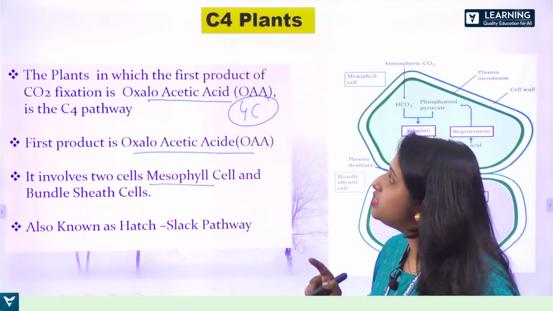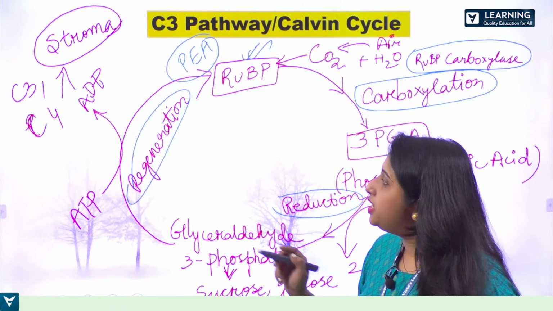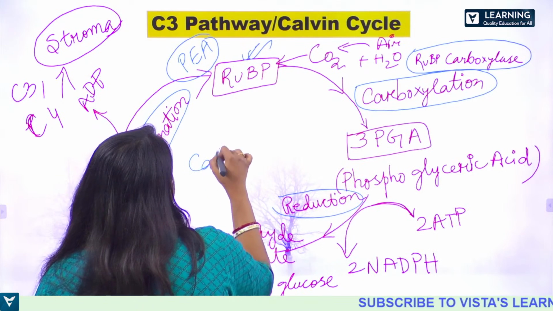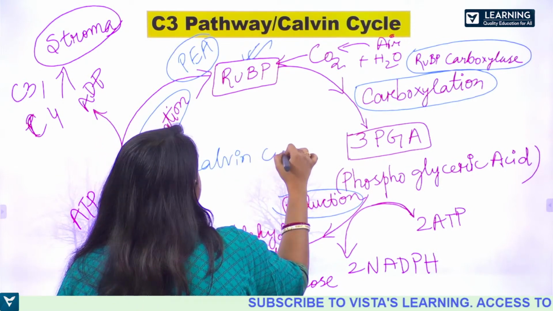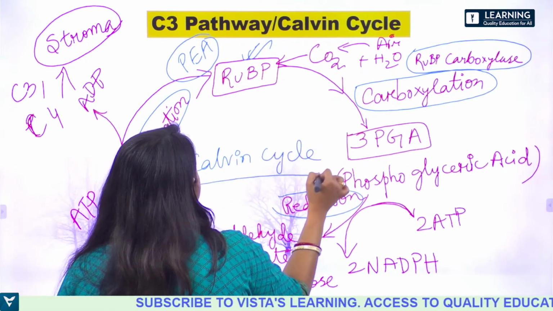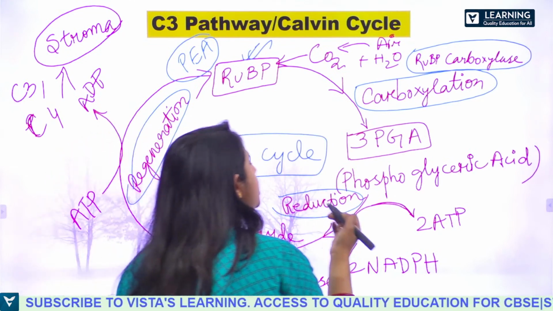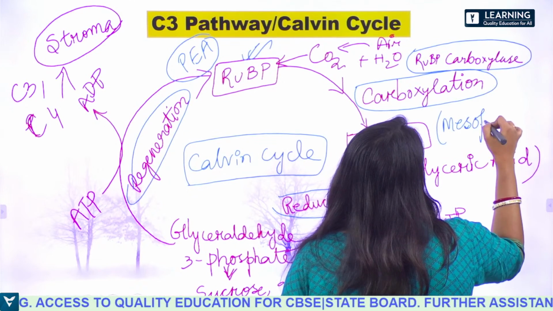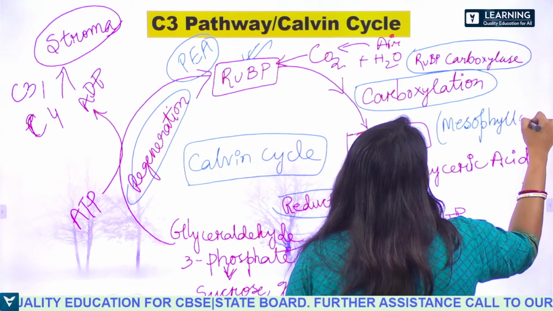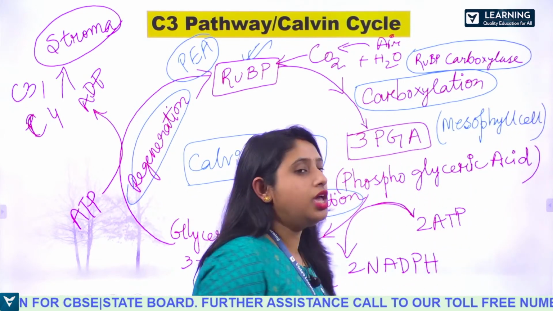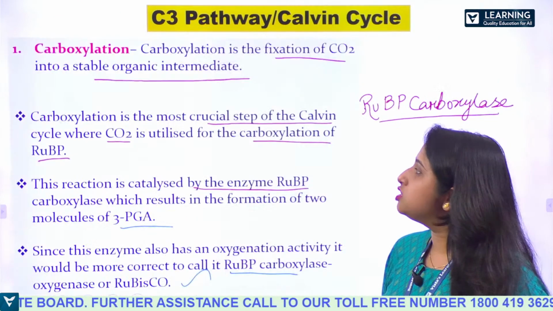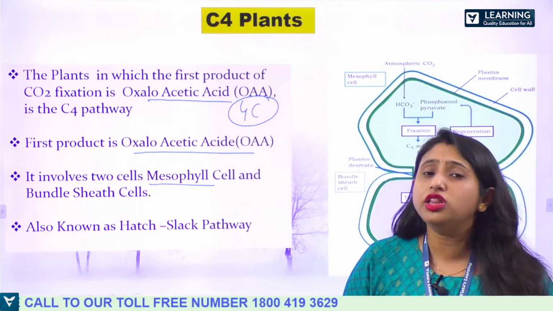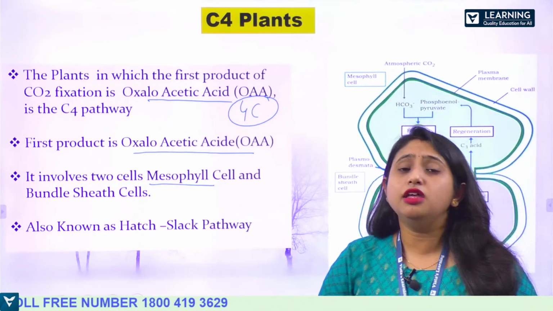One more thing: the C3 pathway, the Calvin cycle, takes place only in the mesophyll cells of the leaves. Whereas the C4 pathway takes place both in the mesophyll cell and in the bundle sheath cell.